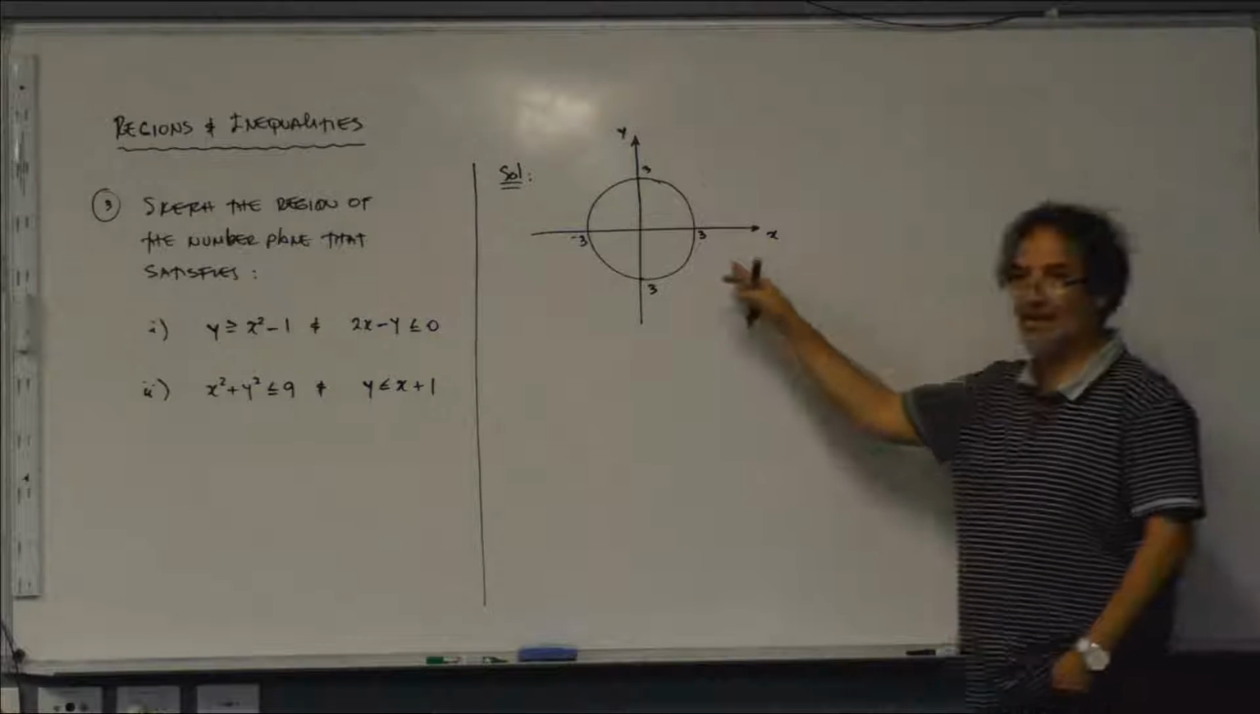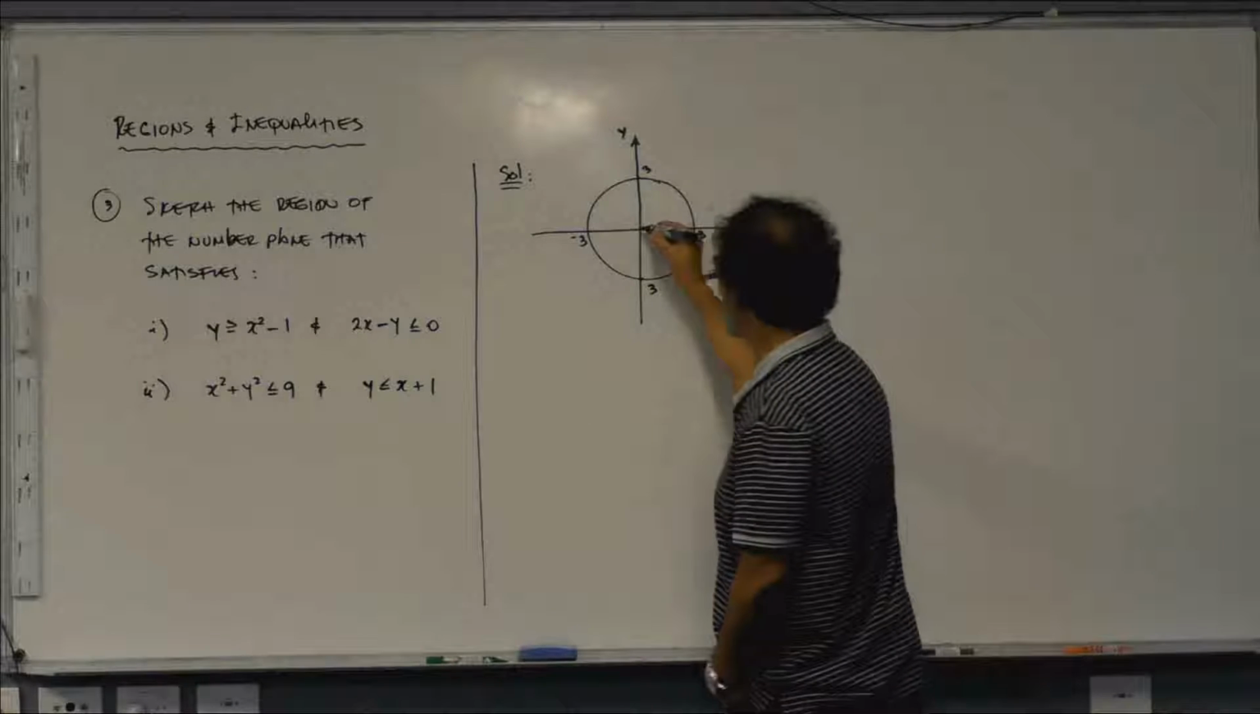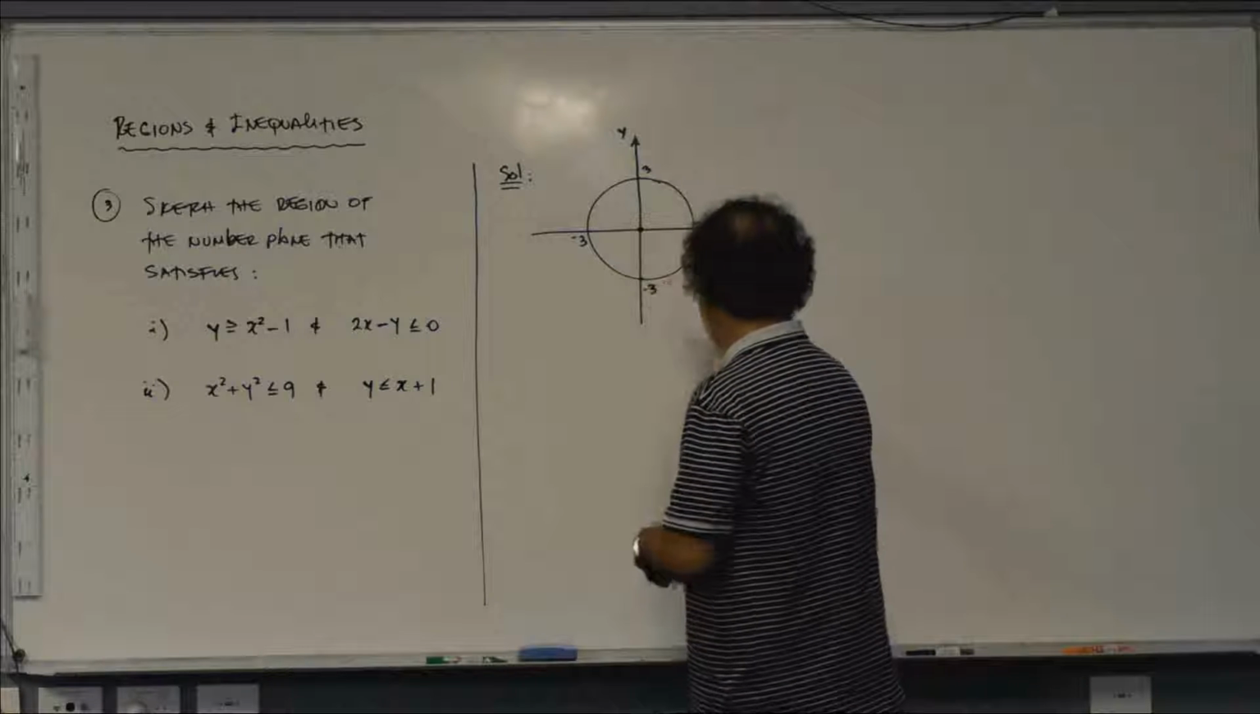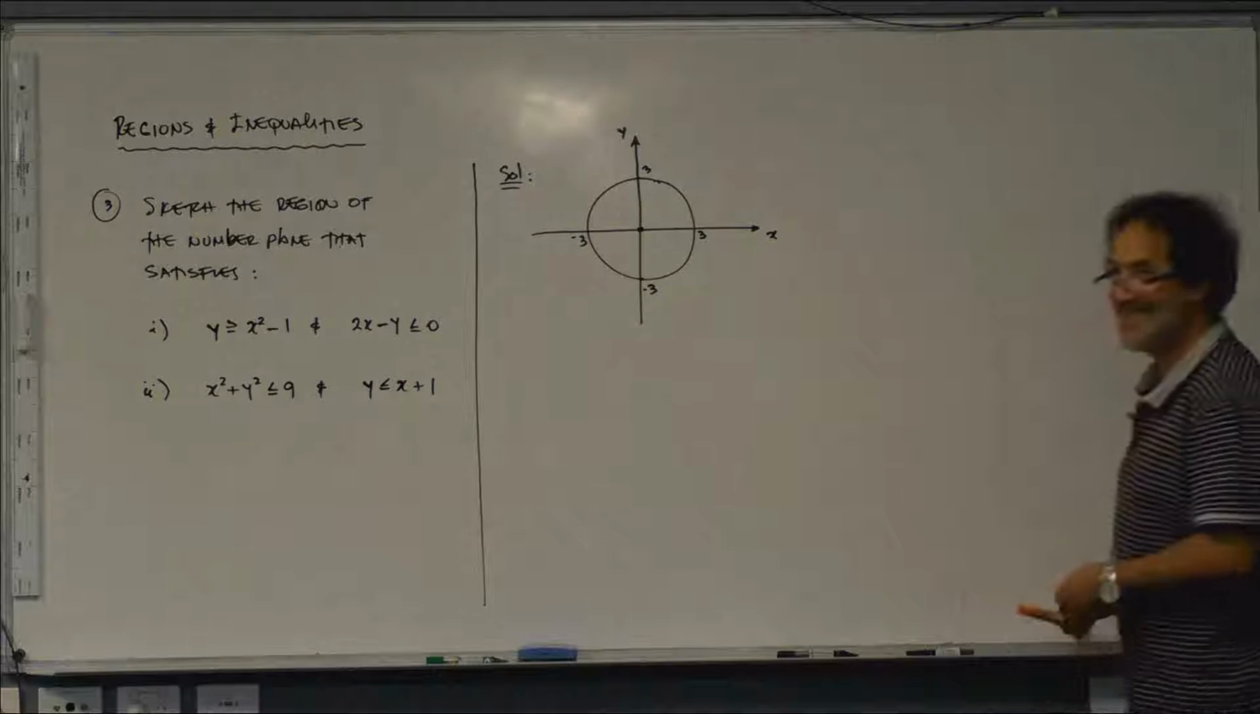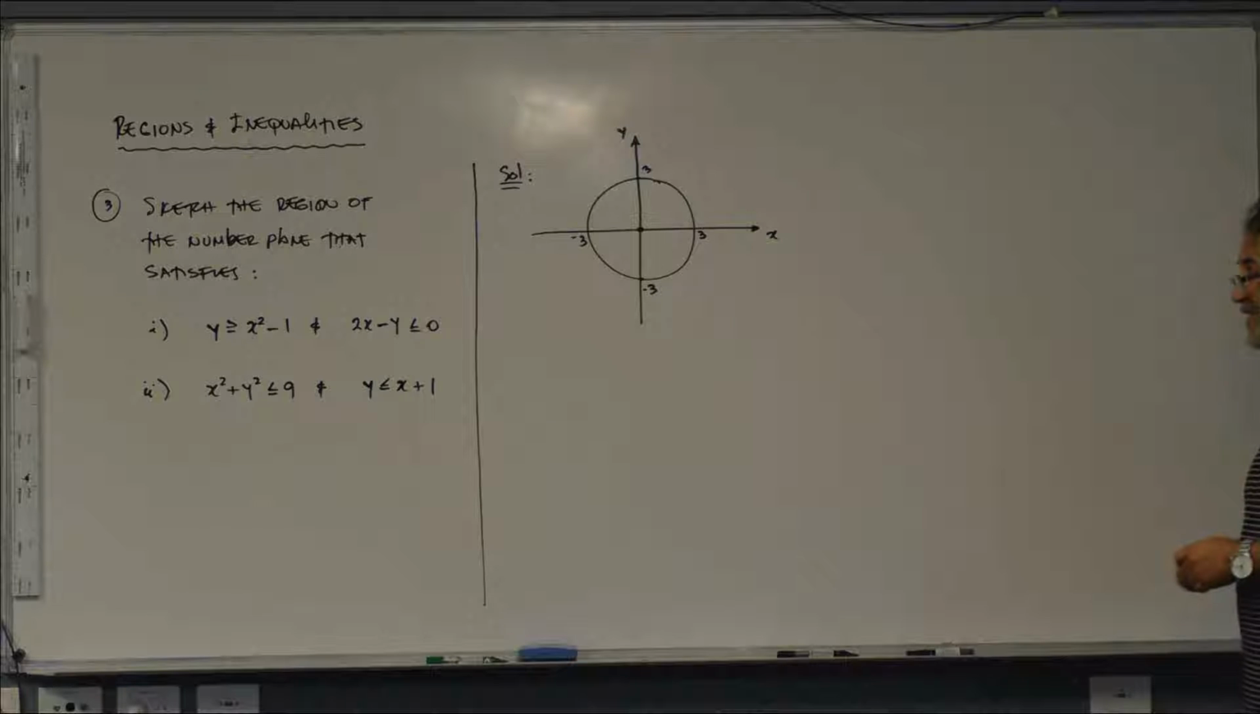Okay, so that is what you have. Okay, so you have a circle centered at the origin, with radius 3, negative 3. Okay.